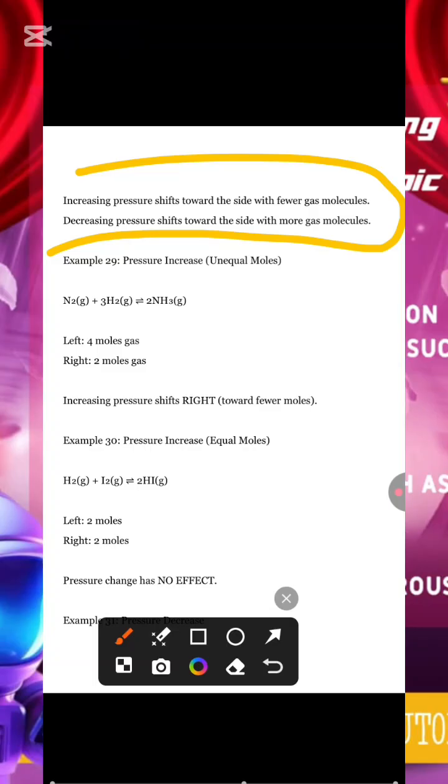Increasing pressure shifts equilibrium towards the side with fewer gas molecules, and decreasing pressure will shift equilibrium towards the side with more gas molecules. Okay, what does that mean? Now observe example 29 as I explain what it means.